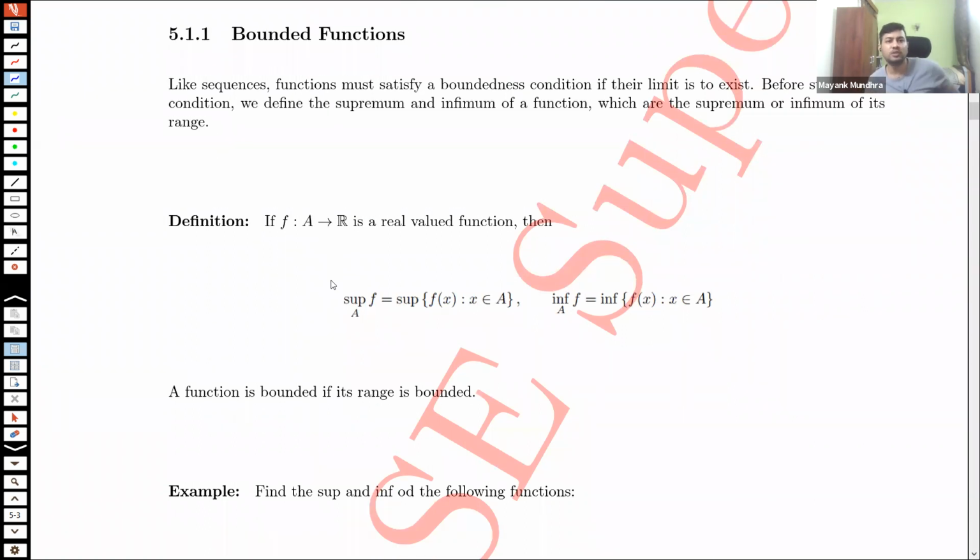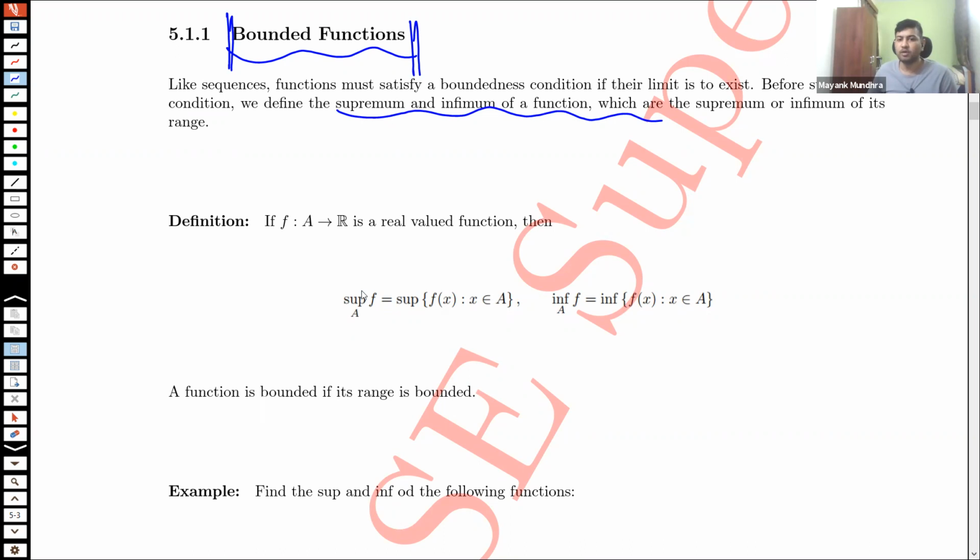Okay, next we look at some types of functions which are called bounded functions. We looked at bounded sequences. A sequence which has an upper bound and a lower bound is called a bounded sequence. Similarly, we have bounded functions. Functions which have a maxima and a minima are going to be called bounded functions. So first we define the supremum and infimum of a function.